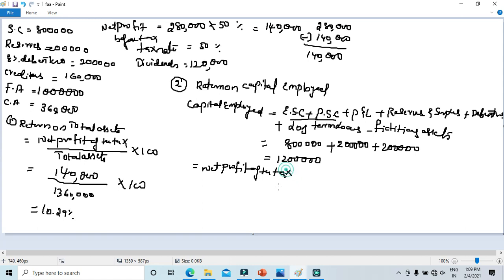So this is how you are supposed to do these return problems. If at all anything return has been given, you need to consider it as related to net profit. So in the numerator you are going to take the net profit before tax or after tax accordingly, and the denominator will be as the question states.